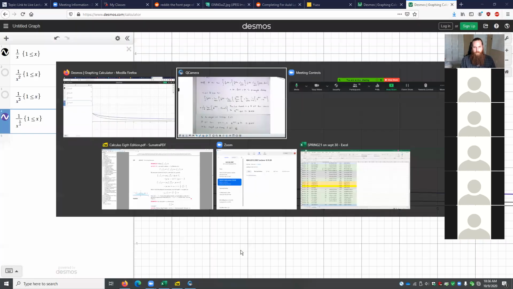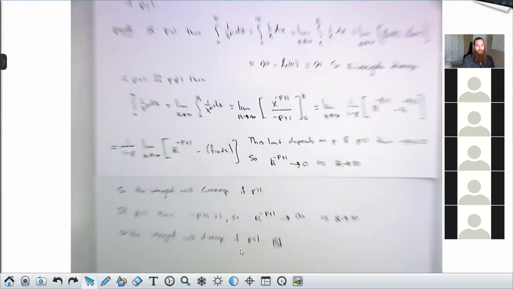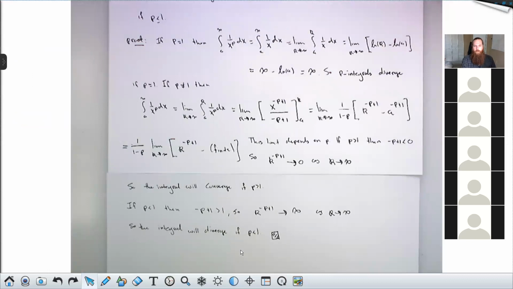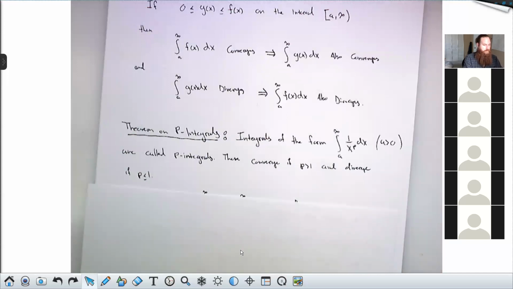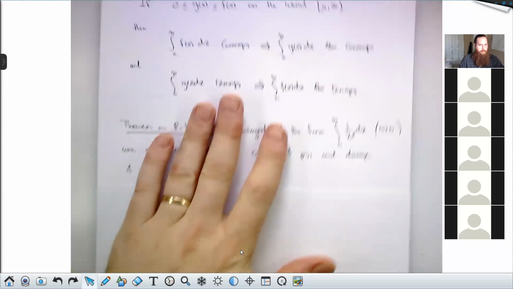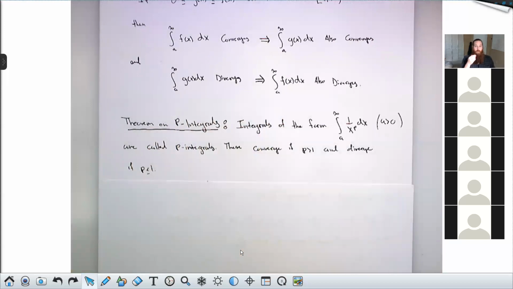Okay, so now we're ready to play with an example or two. If this proof is frightening or confusing to you, you can breathe a sigh of relief. I'm not going to make you do anything with the proof, but you do need to know the theorem. You do need to know that these integrals, p integrals, converge if p is bigger than 1 and diverge if p is less than or equal to 1.